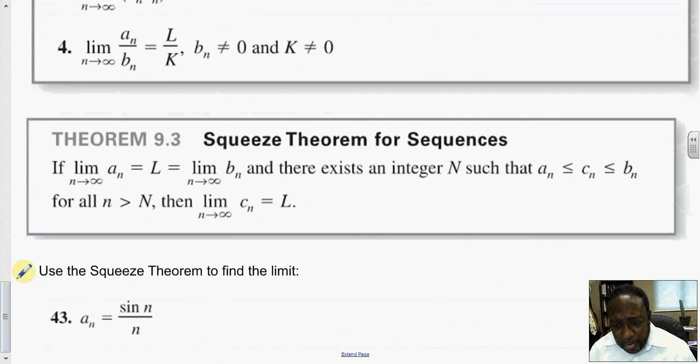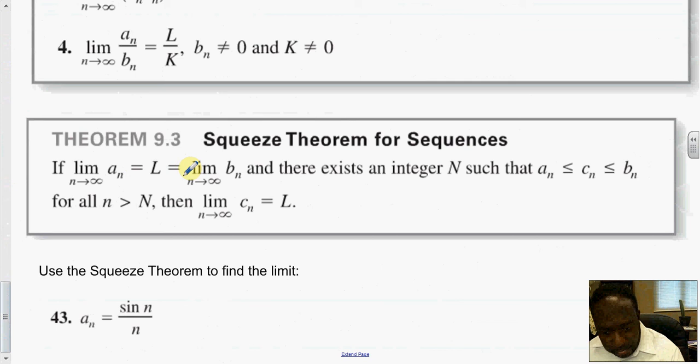In other words, if it's possible to sandwich the sequence c sub n between a sub n and b sub n, where c sub n is bounded below by a sub n and bounded above by b sub n, and secondly, if you know the limits of a sub n and b sub n are equal to L.